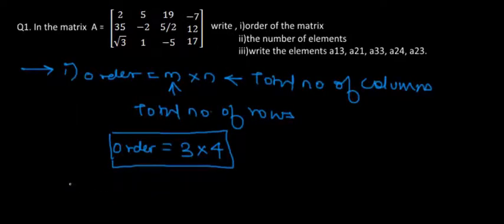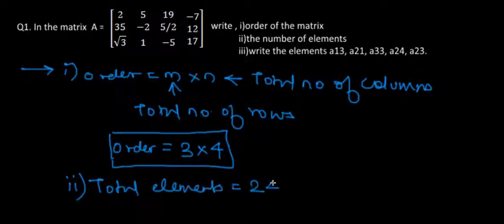Now let's solve the second one. For the second one, you can see the number of elements. They are asking about the number of elements. Now you can just go and count all the elements, or there is one more trick. Just multiply these two numbers. 3 and 4 will give you 12. So total elements in this case are 12. Okay, so there are 12 elements.